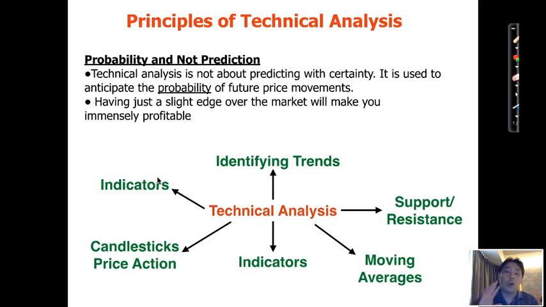And to do that, we use a combination of identifying trends, support and resistance levels. We're going to use moving averages, certain indicators, candlestick patterns, price action we call them, as well as many other things that we're going to look at. So let's begin the training.